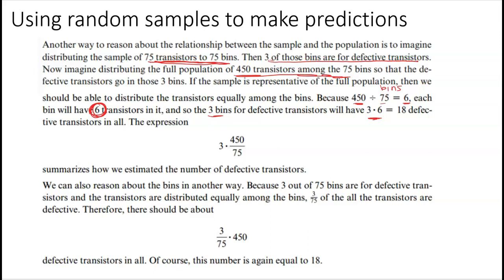We can also reason about the bins in another way. Because 3 out of 75 are defective transistors distributed equally among the bins, then 3 out of 75 of all the transistors are defective. And so we could say 3 out of 75 times 450, and again, we'll get 18. So we're going to pause there before we do some of these longer examples.